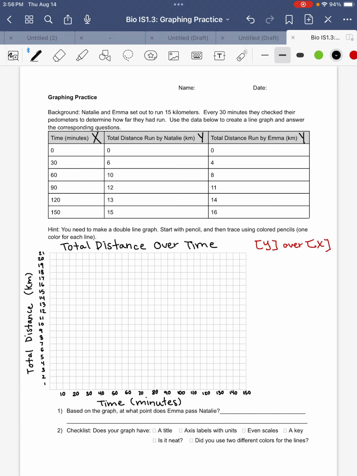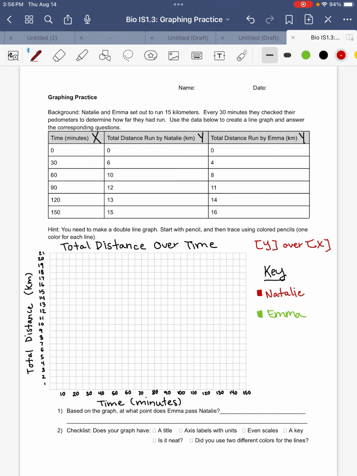I'm going to have one line that is the total distance run by Natalie and one line that is the total distance run by Emma. So I'm going to choose one color for Natalie. If you're doing this on paper, I would recommend starting in pencil and then tracing using colored pencils. So for Natalie, I'm going to make that red. And I'm going to have to add a key. So before I even plot my points, let me say that red is going to be Natalie and green will be Emma.